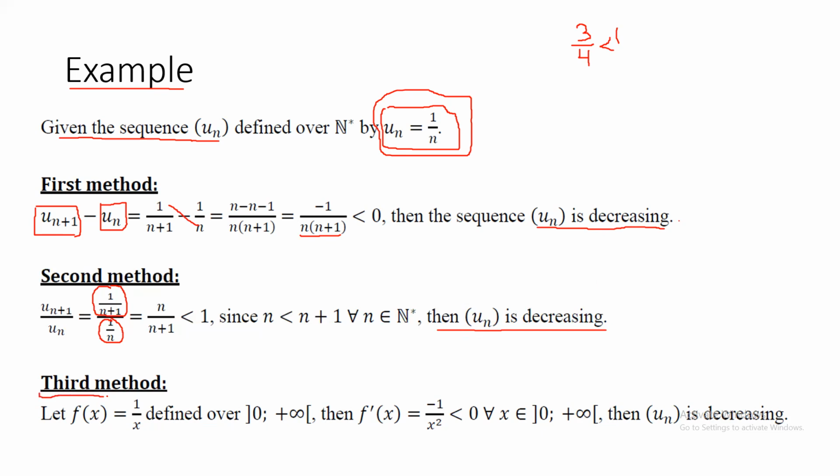Third method. I can change un as a function. un is written in terms of f of n. So f of x equals 1 over x, defined over 0 plus infinity, because n belongs to n star, meaning n without 0. F prime x, u over v is u prime v minus v prime u over v square, is minus 1 over x square. It is negative. Then f is decreasing, so u is decreasing.